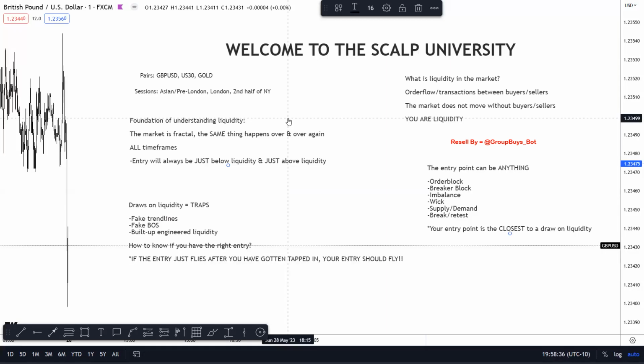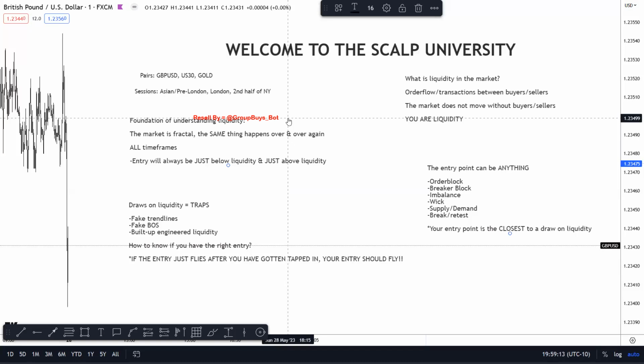As many of you all know, I do trade GBP USD and US 30. Those are the two main pairs that I've been consistently trading for the last 2.5 years. I also added gold to my list. I've been trading it for the last few months, and I really like how it moves, especially with scalping and how it reacts to liquidity. So I'm going to start trading gold as well.